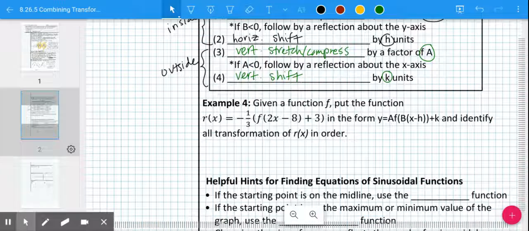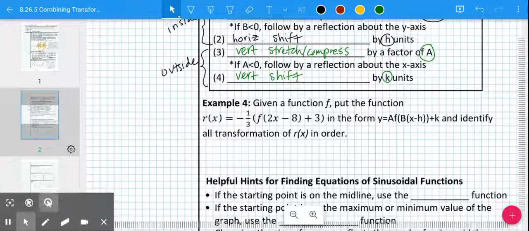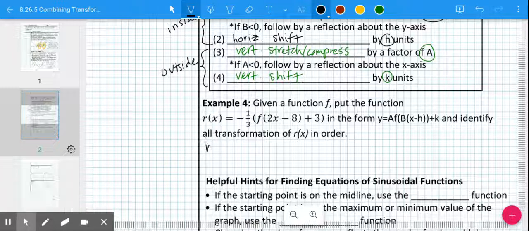So let's go ahead and take a look at example 4. Given this function, you're going to put it into that form and identify all transformations. Go ahead and choose the correct form on the Edpuzzle. The form that you wanted to choose has the negative 1/3 factored out. The way it's given to you, it's factored out, so we want to basically redistribute it. It's going to go in front of the f and apply to the plus 3.